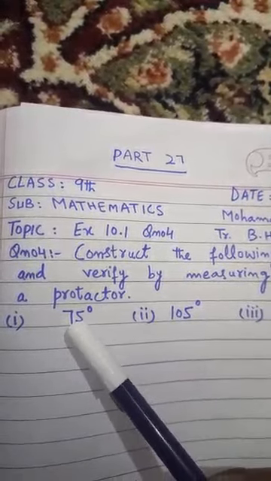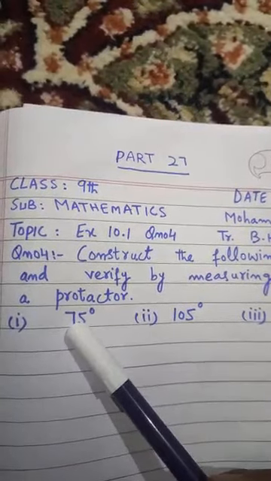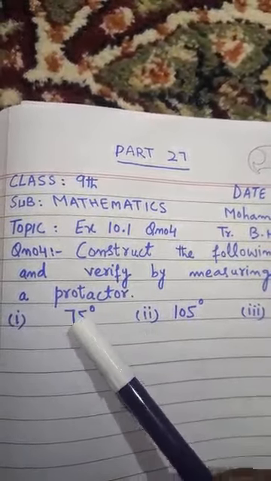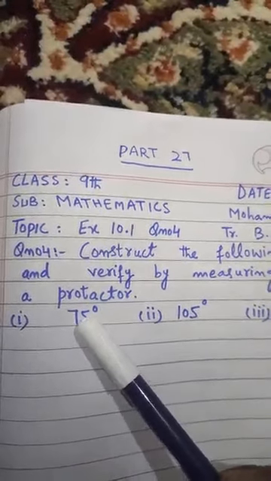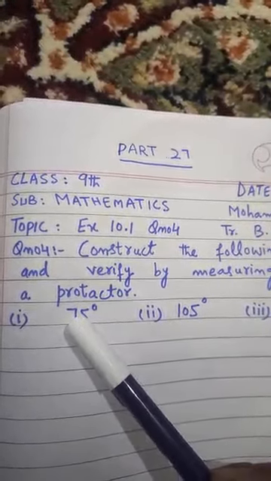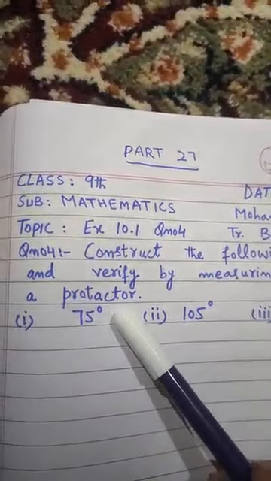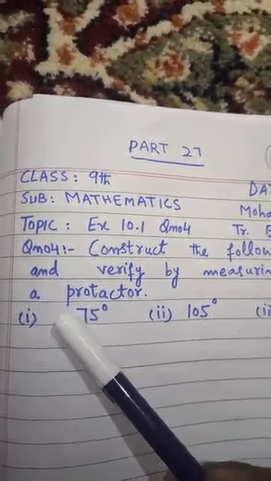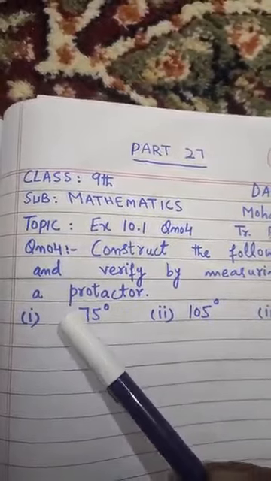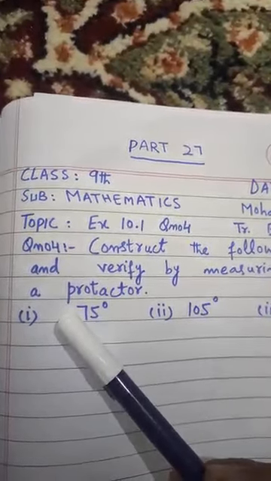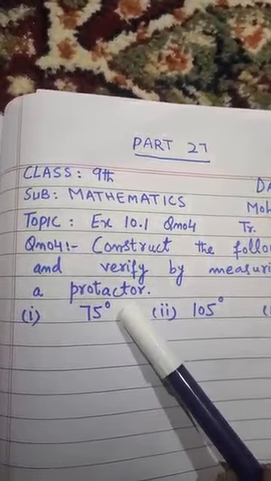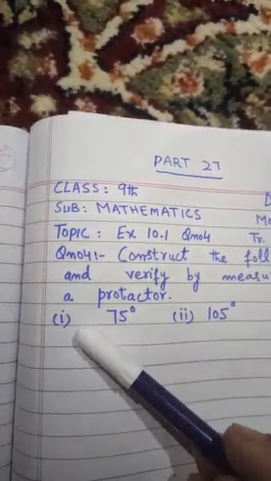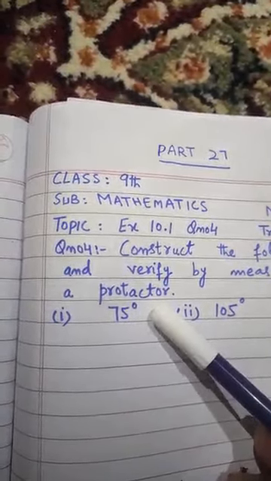This 75 comes between 60 and 90. Therefore, in order to construct a 75 degree angle, we must construct 60 degree and 90 degree. 60 degree is below 75 and 90 degree is above 75.